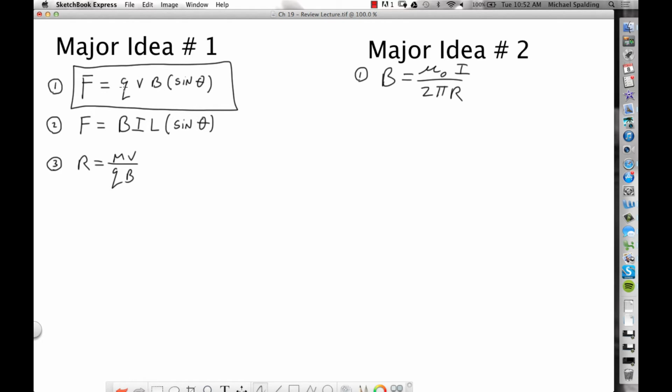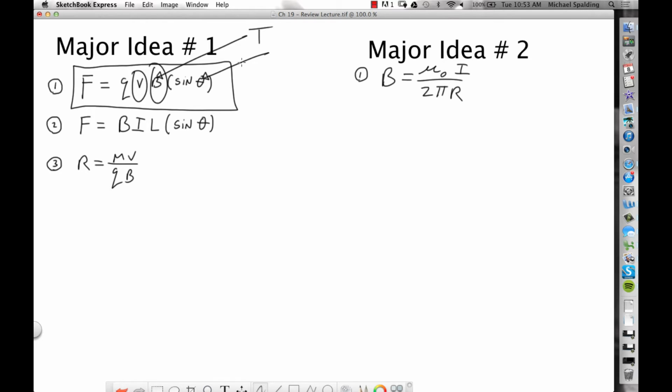Q is the charge moving in the magnetic field. V is the velocity. B is the symbol for magnetic field, and magnetic field is measured in a unit called Tesla. And theta is the angle between the velocity of the charged particle and the magnetic field.